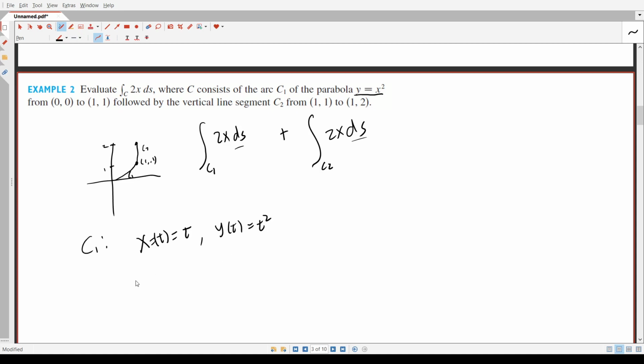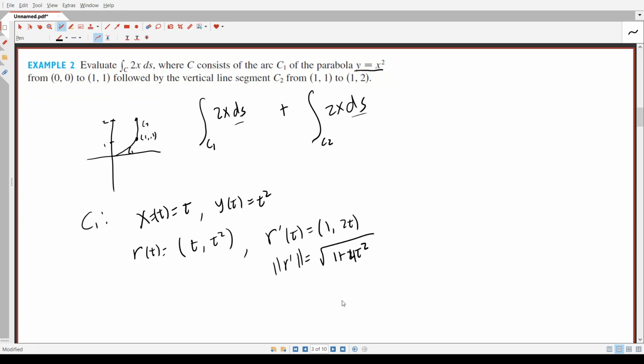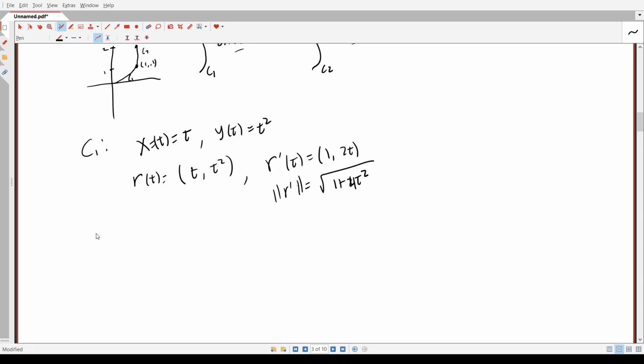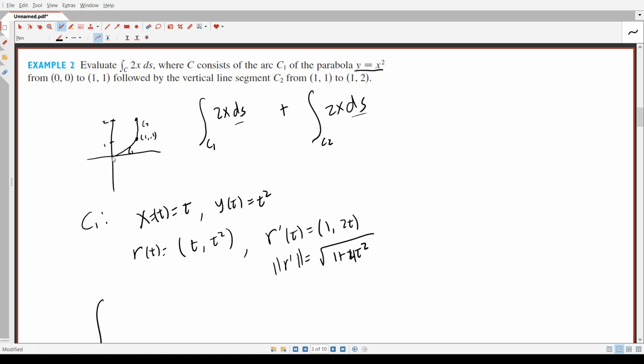So with this, r of t is going to be (t, t squared). r prime of t is (1, 2t), and the norm of r prime is the square root of 1 plus, sorry, that's going to be 4t squared. Okay, so I want to integrate. Oh, and where does t start and end? t goes from 0 to 1. Important to note.